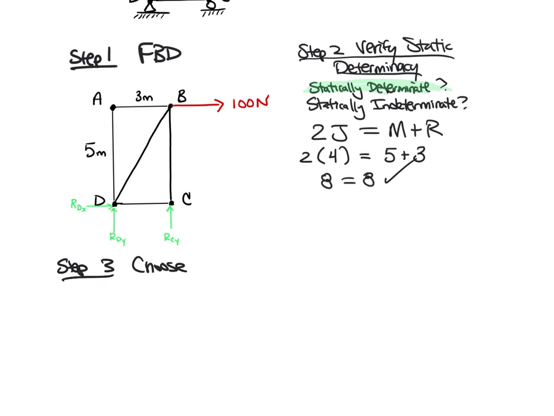I said that we're going to choose the point of rotation. So what is the point of rotation that we want to choose here? Point D, okay? Why are we choosing point D? Because it's the pin, all right? So this is where the pin is located.